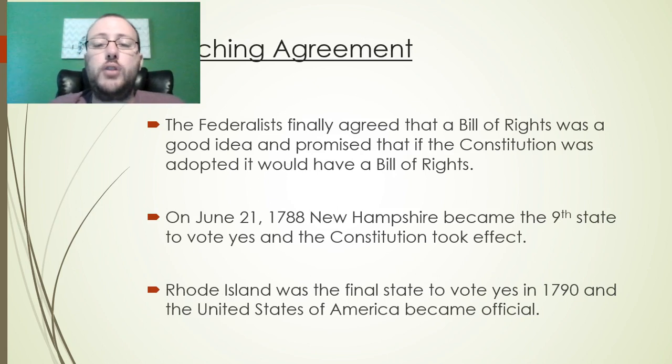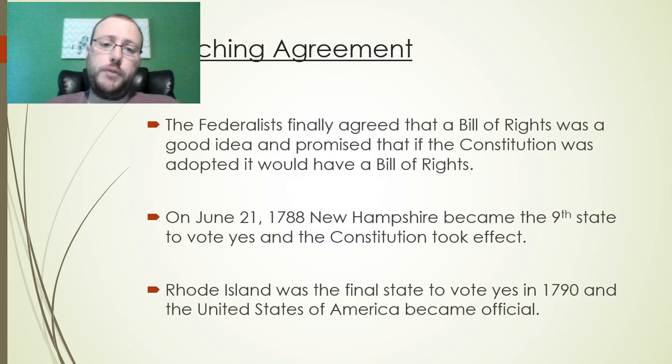The Federalists finally agreed that a Bill of Rights was a good idea and promised if the Constitution was adopted, it would have a Bill of Rights. Now, the Anti-Federalists said, we're not going to sign this unless there's a Bill of Rights, because we want to make sure that our rights are protected and the government doesn't get too large, because federalism is a proponent of large government. Anti-Federalists are more states' rights, limited central government. And so the Federalists agreed to put a Bill of Rights in it.